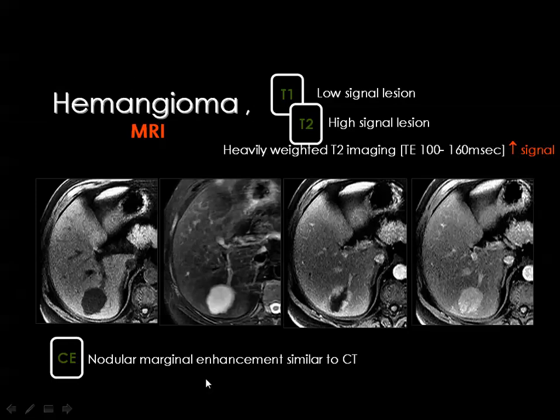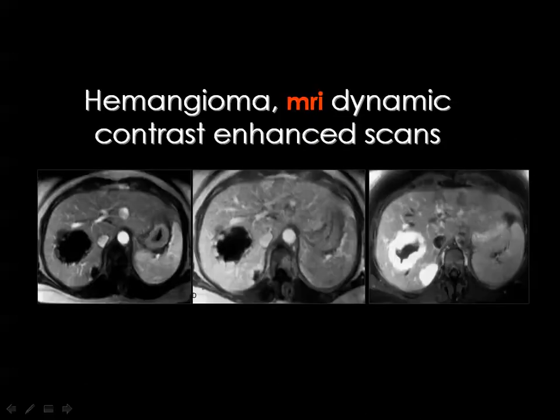This is the sequence of events of hemangioma: nodular marginal enhancement, progressive filling in of the hemangioma, as you can see on serial imaging. In MRI, the hemangioma will show cystic appearance, low signal in the T1 and high signal in the T2. Then if you inject the contrast, it will show nodular marginal enhancement, and if you wait for some time, the hemangioma will fill with contrast media exactly similar to the CT scan.